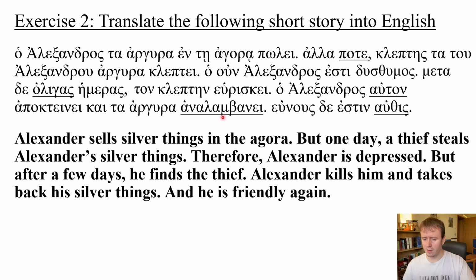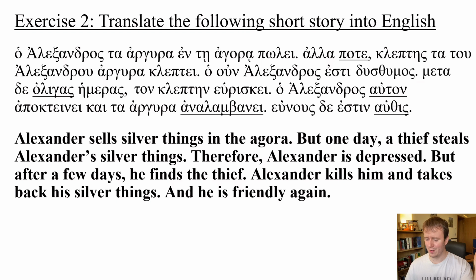So he regains or takes back the silver things. You could put his silver things. I've said his silver things because Greek often leaves out words like his when they're clear from the context. Eunous de estin autis. De means and. Estin, he is. Eunous, well disposed or friendly. Autis means again. So, and he is friendly again.